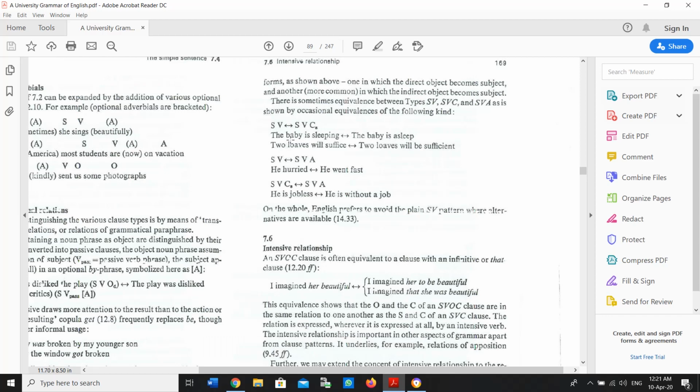We expand the clause type and change it to another type, as we mentioned previously. So the baby is sleeping, it is SV. I can, by using transformational relation, the baby is asleep, the same meaning. But asleep here is subject complement rather than a verb. Two loaves will suffice. SV. Two loaves will be sufficient. Sufficient, return back to the two loaves. He hurried, SV. He went fast, the same meaning, though the elements are different. He is jobless. You remember when I told you he is without a job? He is jobless.